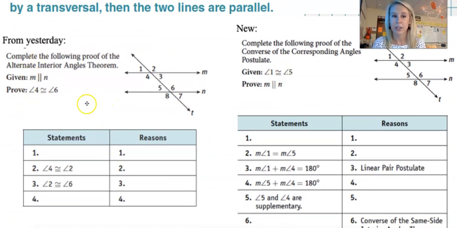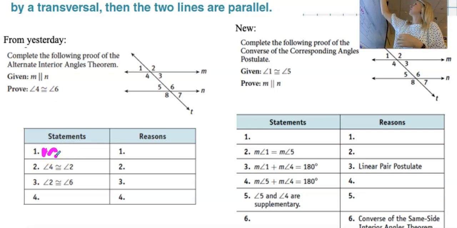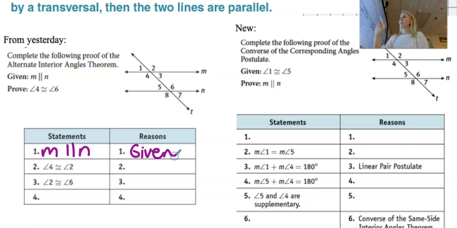So from yesterday, here's what our proofs looked like. I was given that the lines were parallel, and I wanted to prove congruence. Let's take a look at this first one. First off, I'm going to put my givens first. So M is parallel to N, and the reason is that it is given. And then remember our prove part always goes bottom left, so angle 4 is congruent to angle 6.